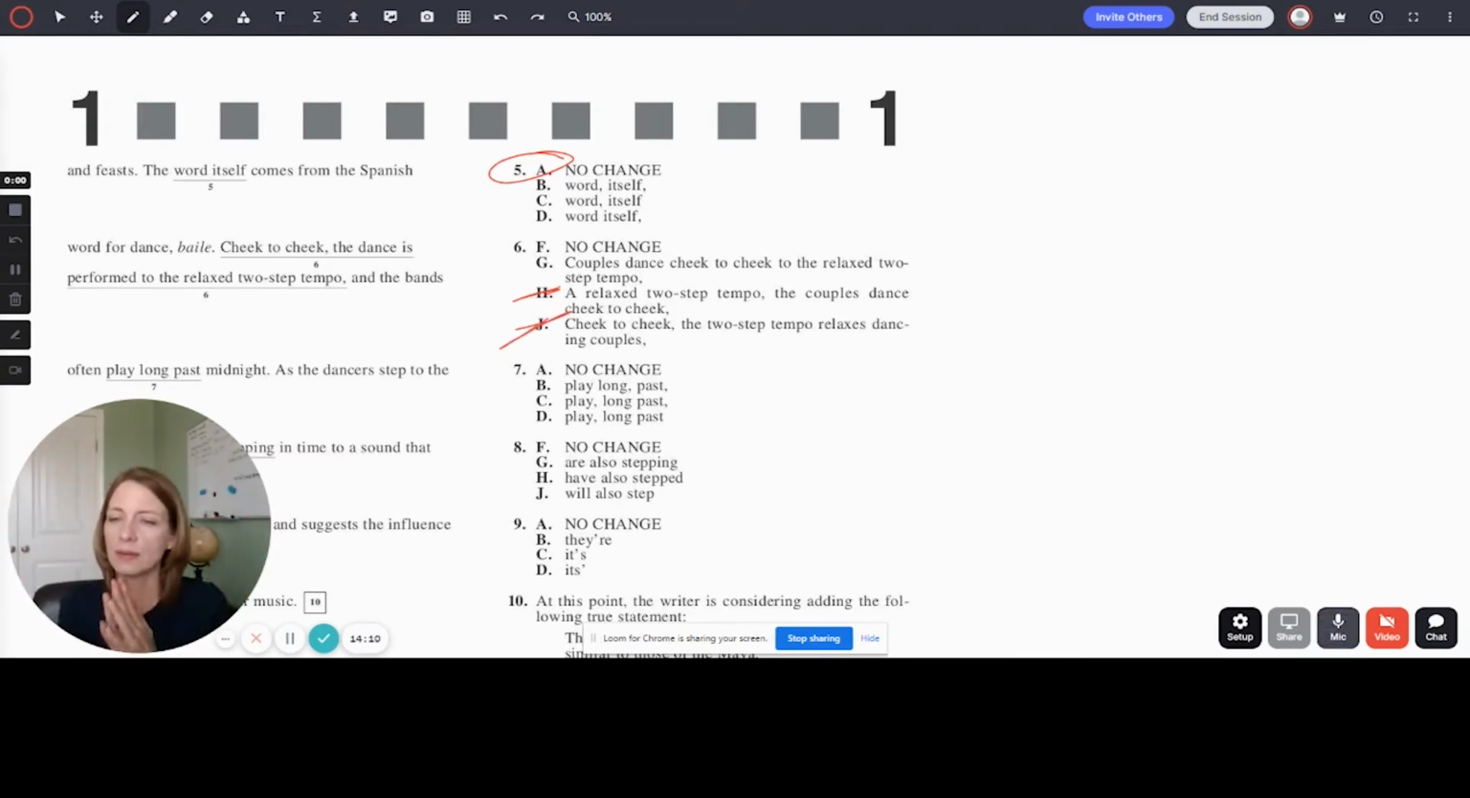Okay. So I'm going to look at F and G. Couples dance cheek to cheek to the relaxed 2-step tempo. I like the way, really, cheek to cheek, we're talking about the couples dancing. So it feels wrong to say cheek to cheek the dance. Okay, it's the people who are cheek to cheek. So let's go with G.